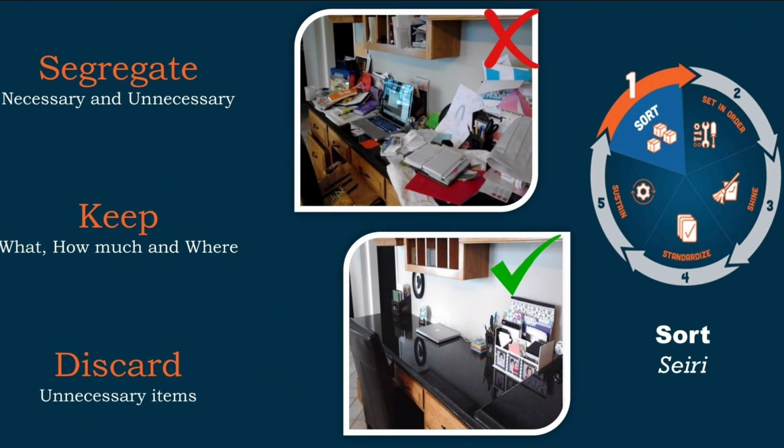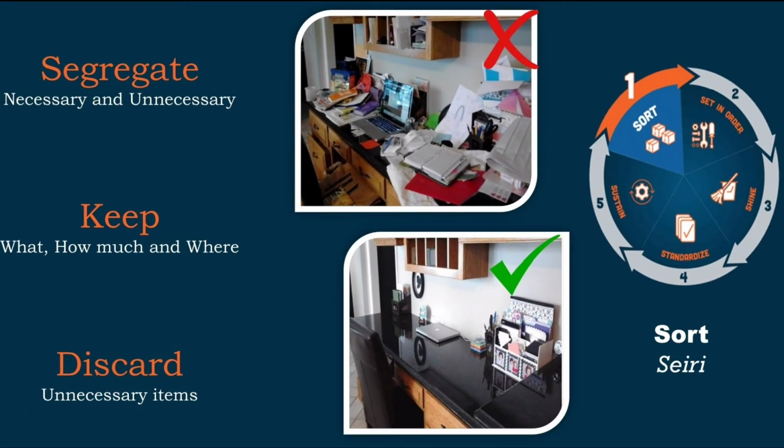Now, let's get an idea about each S of 5S. The first S, Seiri, which means sorting in English. In this, one has to segregate the necessary and unnecessary things and then discard unnecessary items. Also, if the unnecessary item of one place can be useful at another place, then it is to be transferred to that particular place.